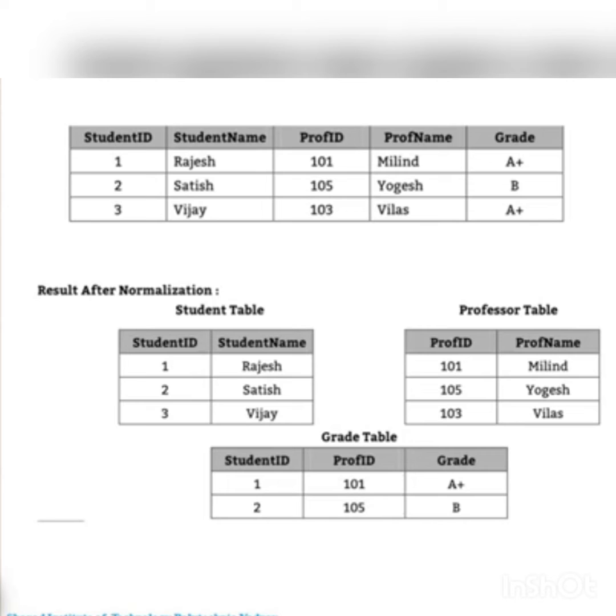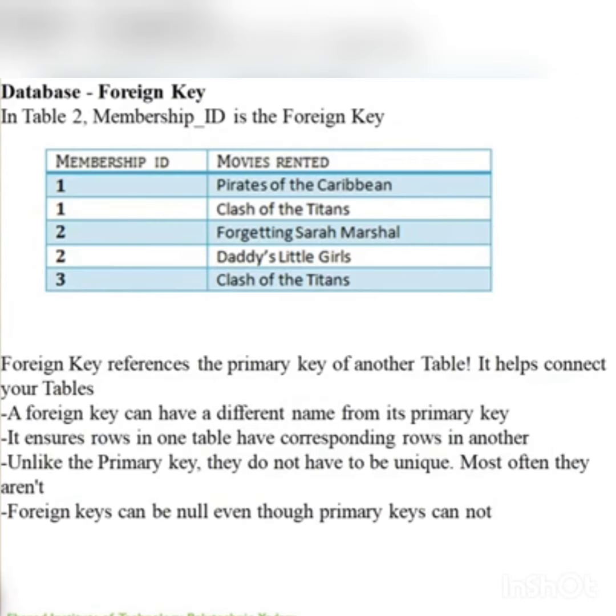This is all about the second normal form. Now, before starting third normal form, we have to know a few things like foreign key. Before starting the first normal form, we studied about the primary key. Now we have to study about foreign key. Already you all are aware about the foreign key, but we will revise this for the third normal form.